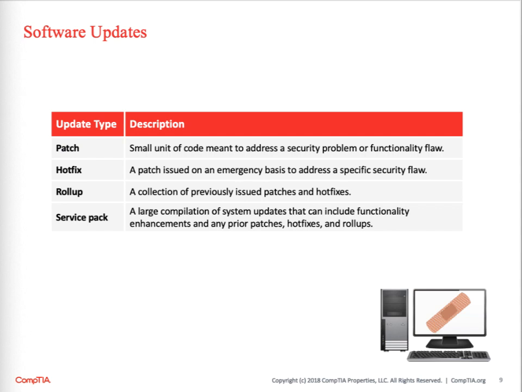And then after that, we have a service pack. That's going to be a larger set of system updates. They can include functionality enhancements, new features. They're going to have all the patches and updates that were issued up to the point of that service pack release. So we'll see that a lot in Windows systems. A lot of times they implement service packs. So you might have Microsoft Windows 10 SP number 3 or whatever the case is.